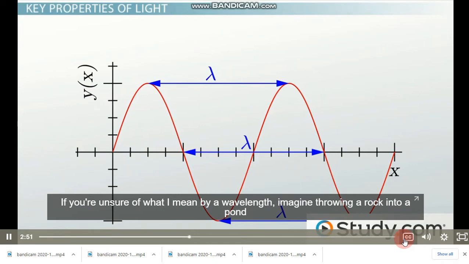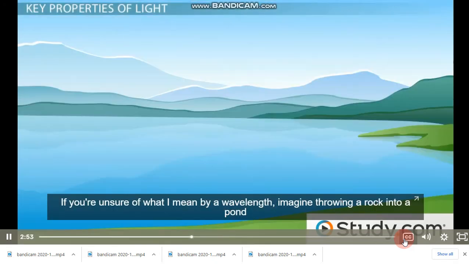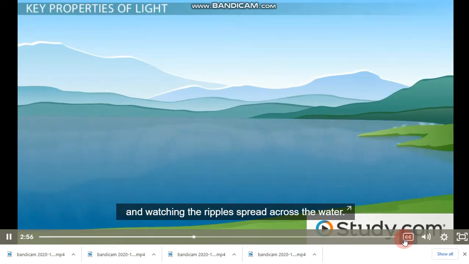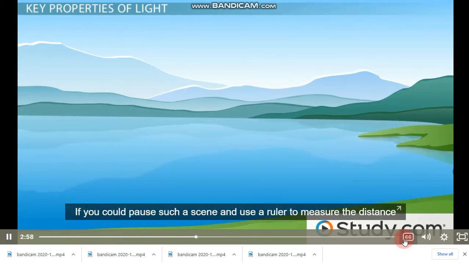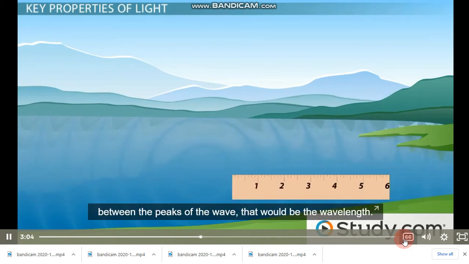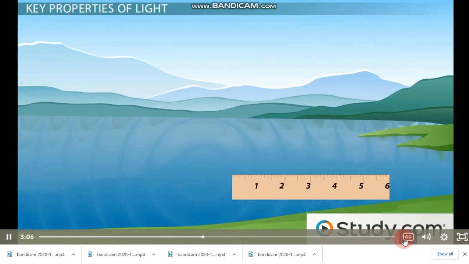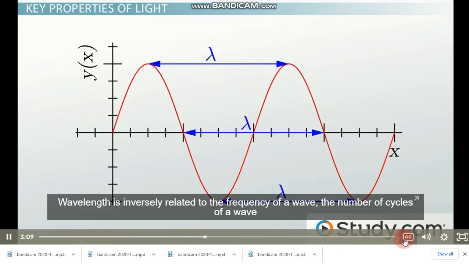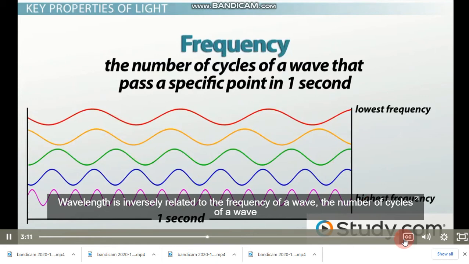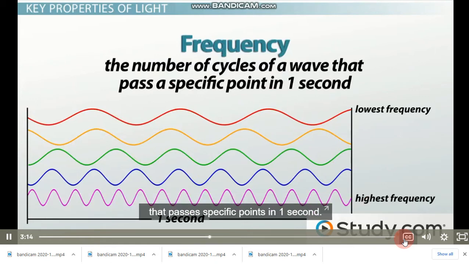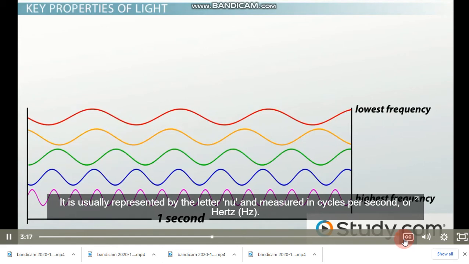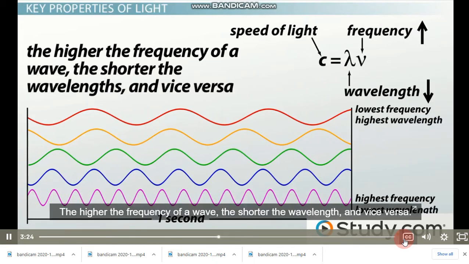If you're unsure of what I mean by wavelength, imagine throwing a rock into a pond and watching the ripples spread across the water. If you could pause such a scene and use a ruler to measure the distance between the peaks of the wave, that would be a wavelength. Wavelength is inversely related to the frequency of a wave, the number of cycles of a wave that passes a specific point in 1 second. It is usually represented by the letter nu and measured in cycles per second, or hertz. The higher the frequency of a wave, the shorter the wavelength, and vice versa.